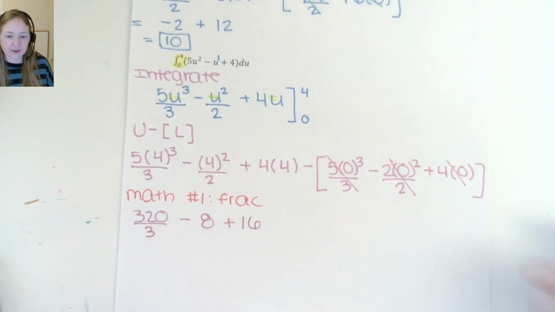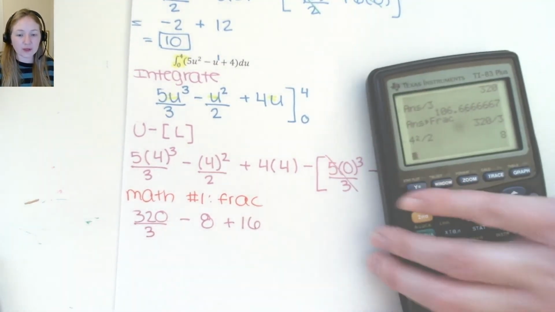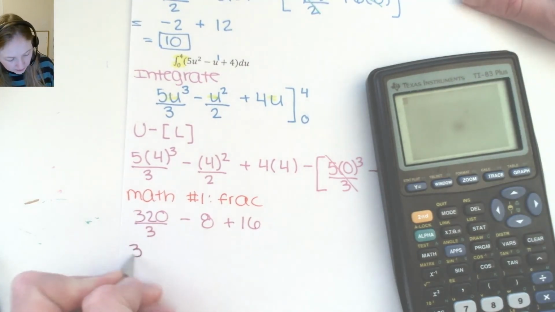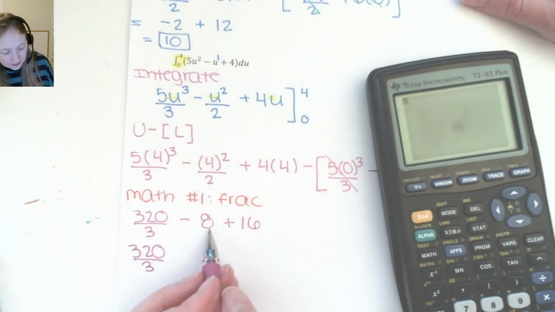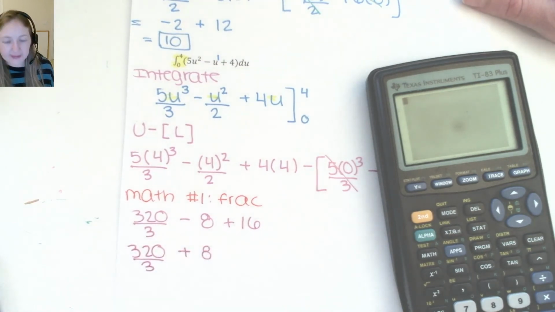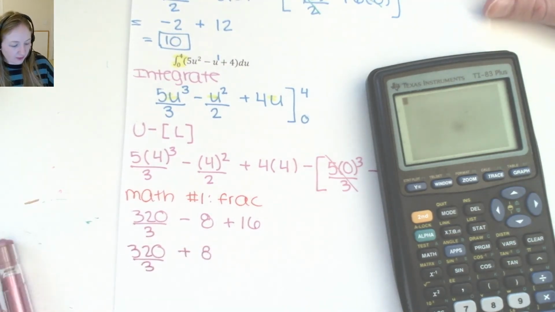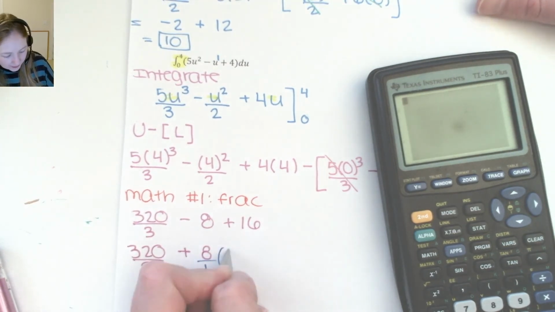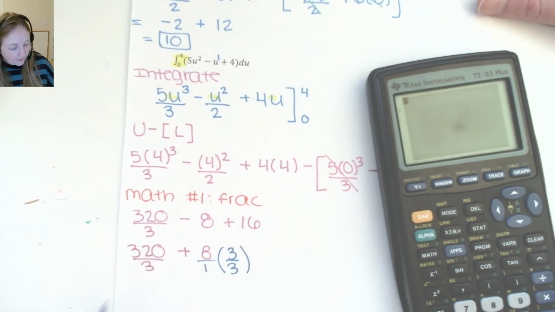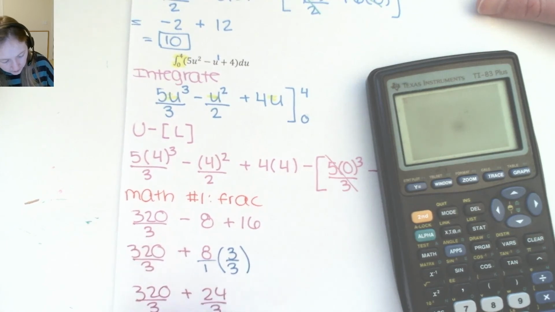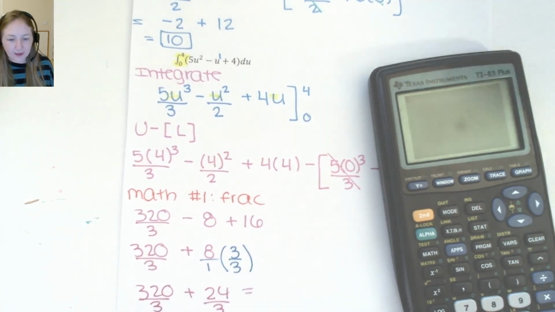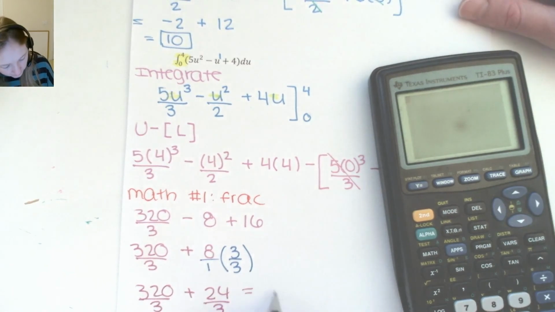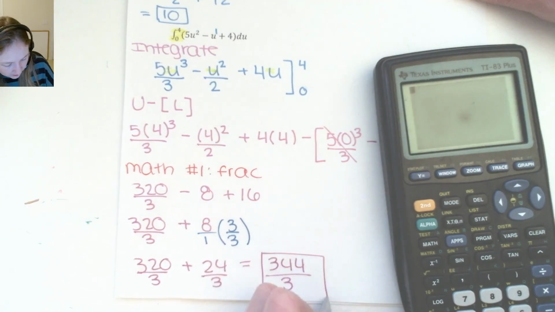And then we would simplify this. Now, to simplify this, I would first simplify the whole numbers to begin. So I would just keep that 320 over 3. Negative 8 plus 16 will give us a plus 8. And if you were doing this by hand, you would then take and get a common denominator. So you would multiply just the 8 by 3 over 3. And then that would give you this 320 over 3 plus 24 over 3. And then add the 320 plus the 24 to get 344 over 3. And that would be your final answer.